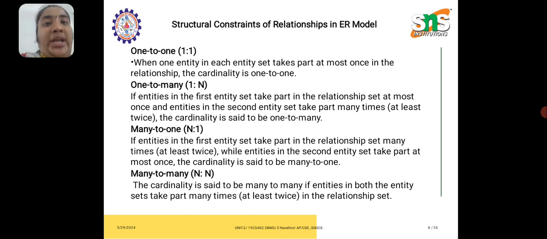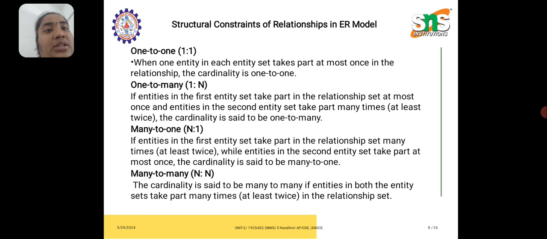One-to-one relation: when one entity in each entity set takes part at most once in the relation, the cardinality is 1 to 1. For example, we have an attribute A and an attribute B. There is one attribute A and one attribute B. It is a 1 to 1 relation. Next one is the 1 to many relation.